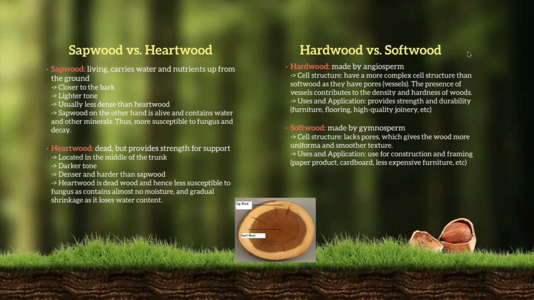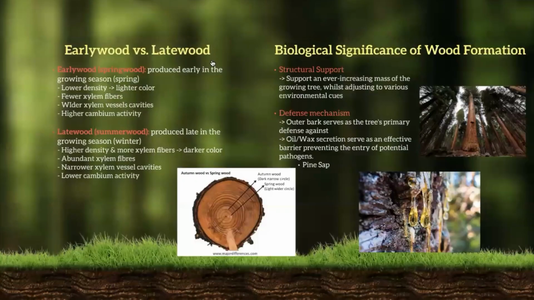Softwood, on the other hand, is made by gymnosperms. Because the softwood has no pores, it gives the wood a more uniform and smoother texture. Softwood is used for construction and framing, for instance, paper products, cardboard, and cheaper furniture. Let's compare early wood and late wood.